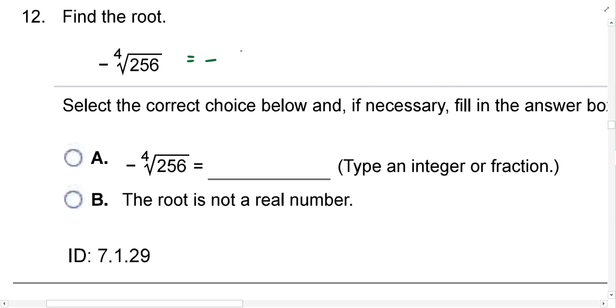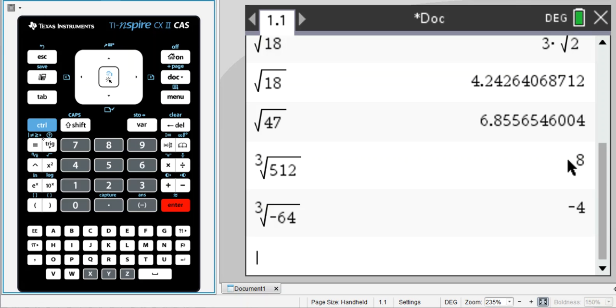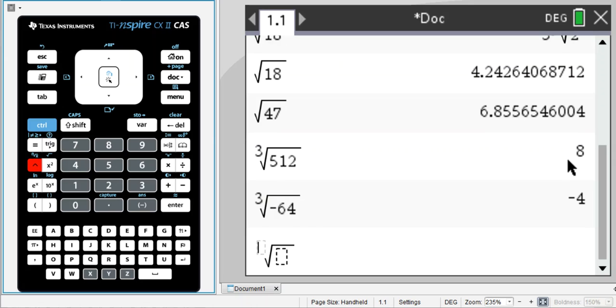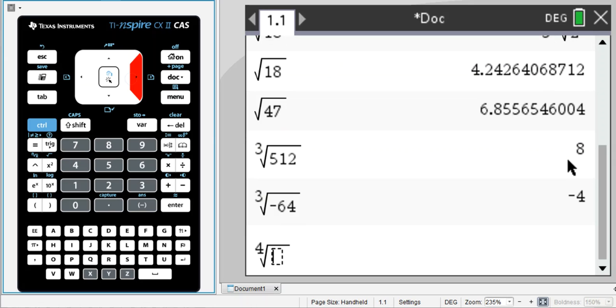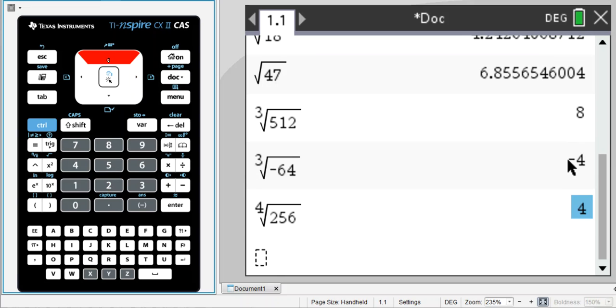In number 12, I'm going to recall that this negative symbol is going to be done after we simplify the root. And I'm looking for a number that multiplies by itself 4 times to equal 256. Well, we could guess and check, or we can use the calculator. I'm just going to use the calculator here. And we'll look for the 4th root of 256. And that ends up being 4.